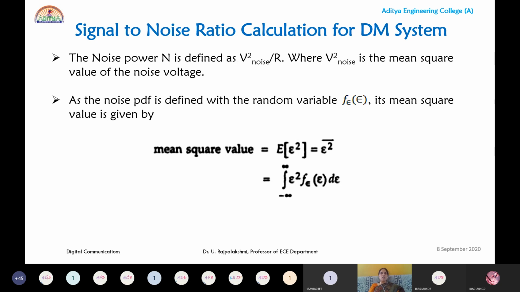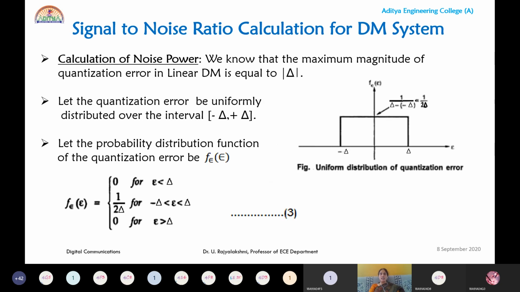Okay, so that's why, what is the range here? You can change the limits from minus delta to plus delta, and during that period, what is the magnitude of the probability distribution function? What is the magnitude at that time? It is 1 by 2 delta, because we calculated from the earlier slide that Fe of E is equal to 1 by 2 delta when the error ranges from minus delta to plus delta.